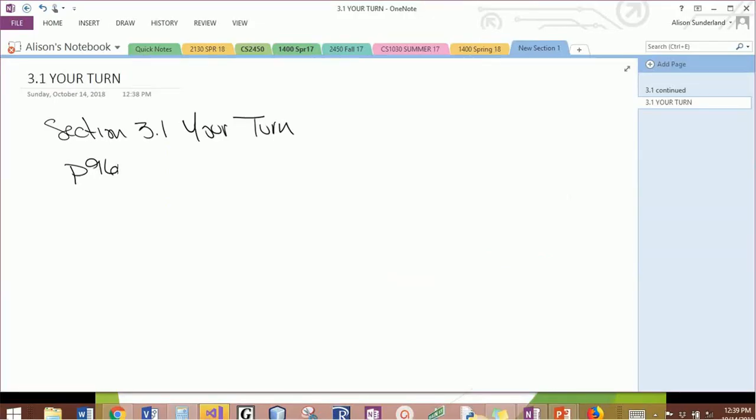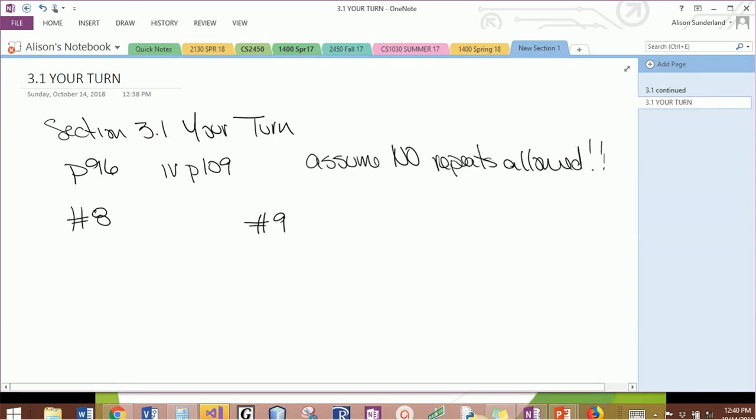Alright, so I want you to do another your turn. This time I want you to turn to page 96 in your textbook. I'm pretty sure that for the international version that's going to be page 109. And I want you to do number 8. And I also want you to do number 9. For this purpose, I am going to have you assume that no repeats are allowed. And I just want you to practice simplification of factorial expressions.